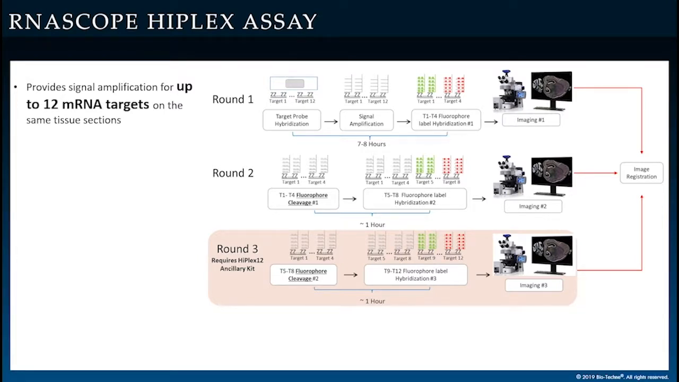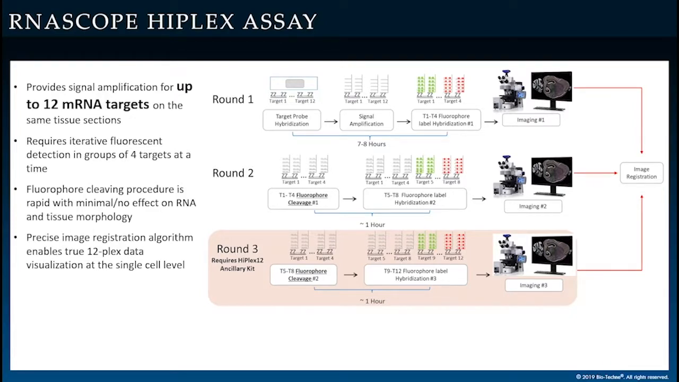At the end of the 3 rounds, you register all your images using our image registration software that enables a true 12-plex data visualization at a single cell resolution. The fluorophore cleaving procedure between these three rounds has minimal to no effect on the RNA and tissue morphology. Currently, this assay is compatible with fresh frozen and fixed frozen sample types.